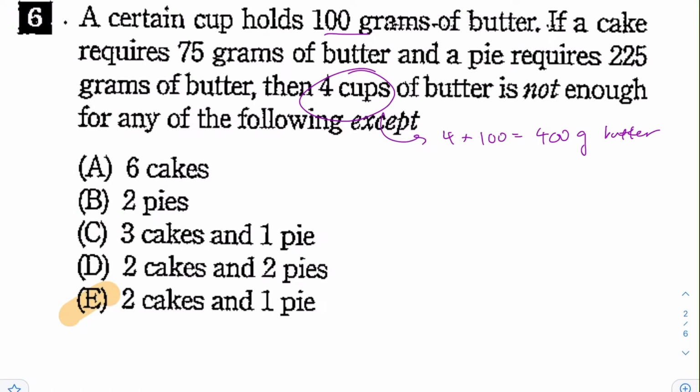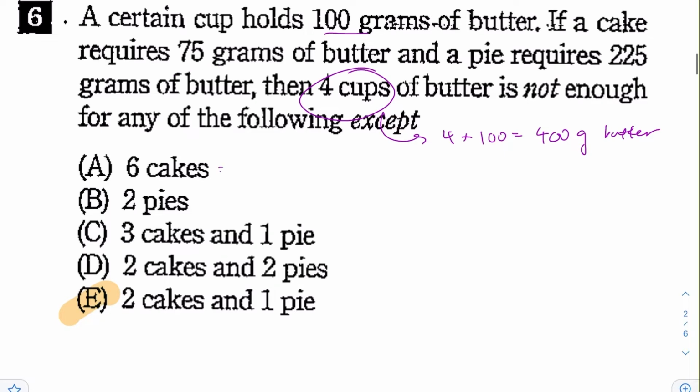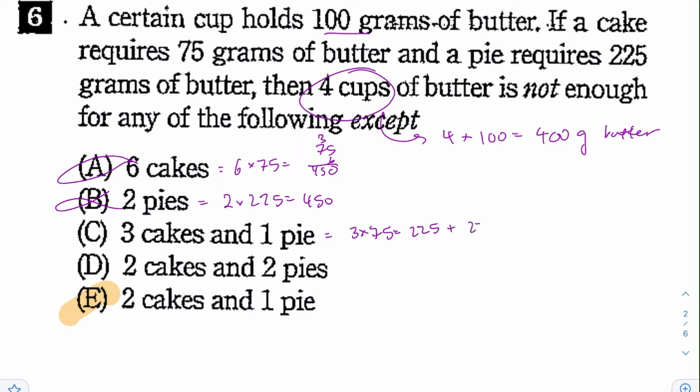So for choice A, these 6 cakes, you know that each cake requires 75 grams of butter. So you have to do 6 times 75, and that's going to be 450, which is too much. So remember, you're looking for one that you can bake. For B, it's 2 pies. So each pie is 225. So you'll have to do 2 times 225. That's equal to 450 as well. That's also too much. For choice C, you have 3 cakes and 1 pie. The 3 cakes will be 3 times 75. That's going to be 225. And the pie is going to be another 225. So that's going to be the same 450, which you can't bake.